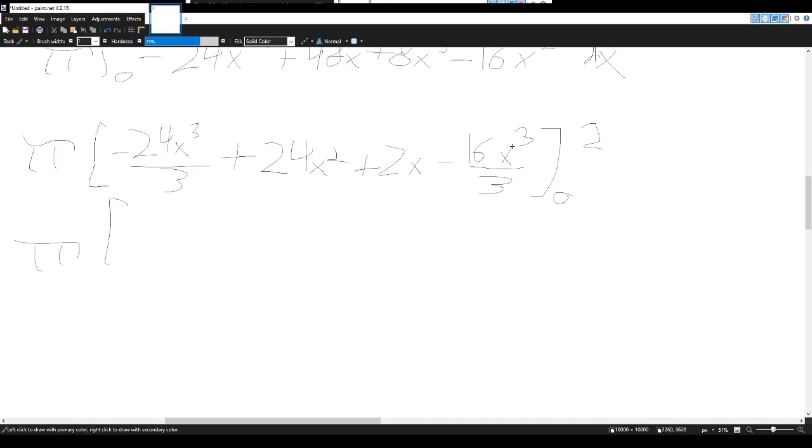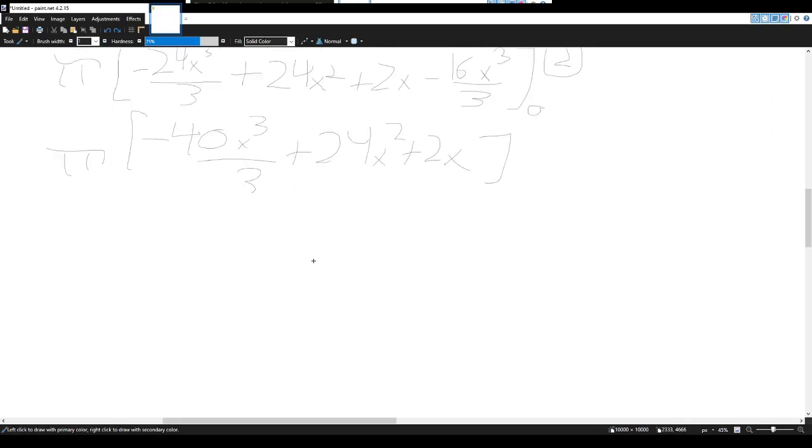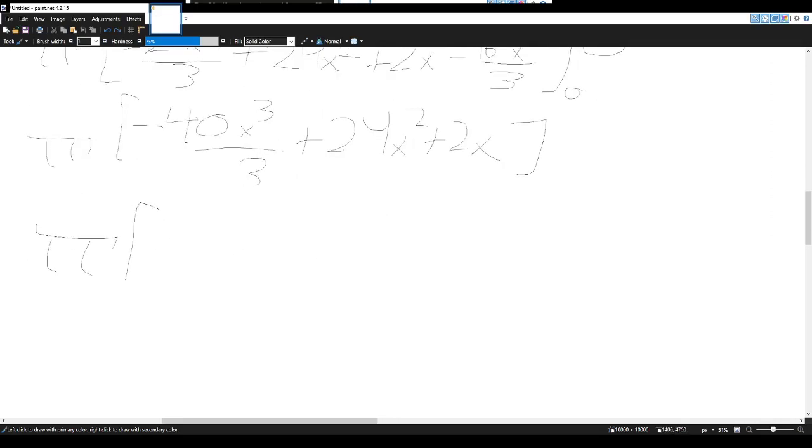All right, let's see. So negative 24 minus 16, is that what, negative 40? Negative 40x to the third over 3. And then the rest of it you can't really combine, plus 2x. Okay, so now again, when we evaluate it at 0, the whole thing is just going to be 0. So we can just find the value of this at 2 and call it a day from there. So pi, okay, negative 40 times 8 over 3 plus 24 times 4 plus 2 times 2.